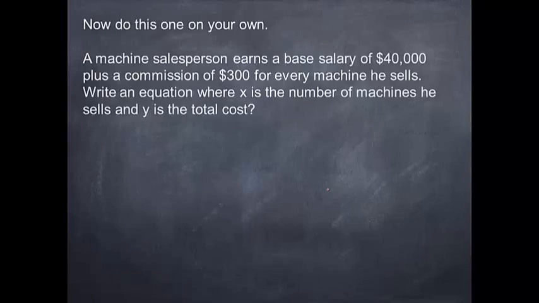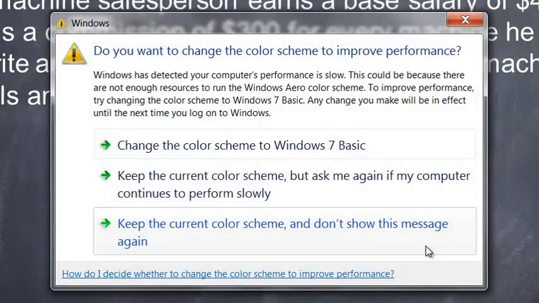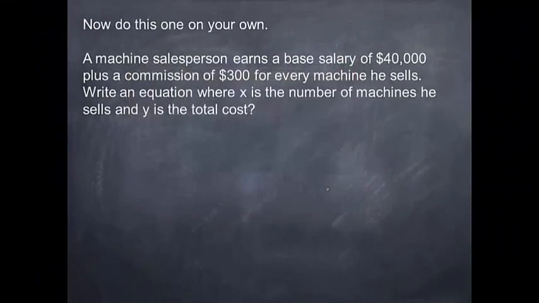Alright, so now this one I want you to do on your own and bring it in tomorrow. A machine salesperson earns a base salary of $40,000 plus a commission of $300 for every machine he sells. Write an equation where x is the number of machines he sells and y is the total cost. So remember to realize what we're looking for.